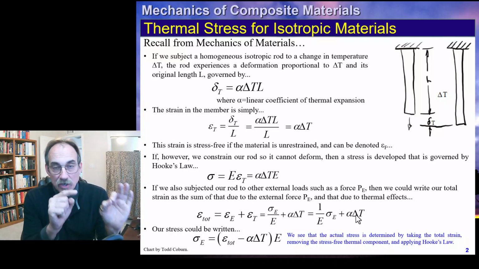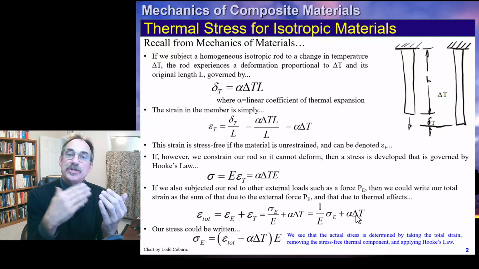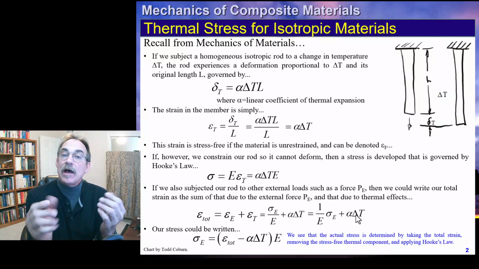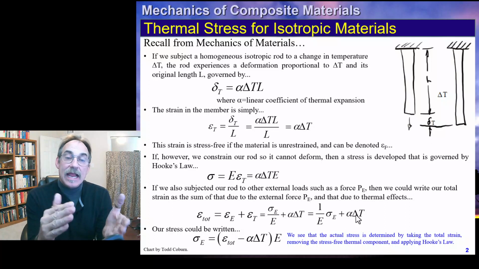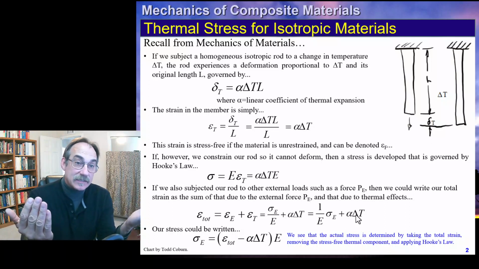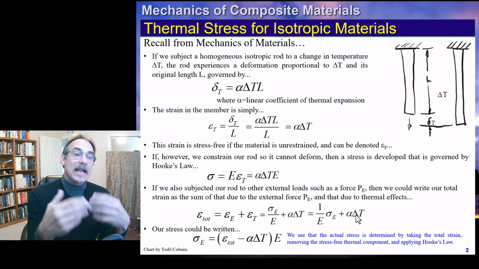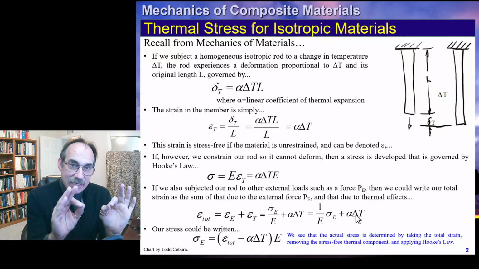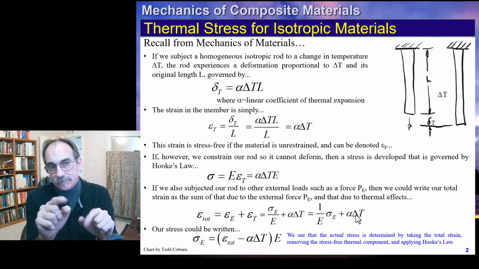Now this lowermost equation, where we're taking the total strain in the element, removing the amount of strain due to the temperature change, and applying Hooke's law to this to calculate the stress in the element due to that combined effect. This idea is the key to understanding what we're going to do with composites.